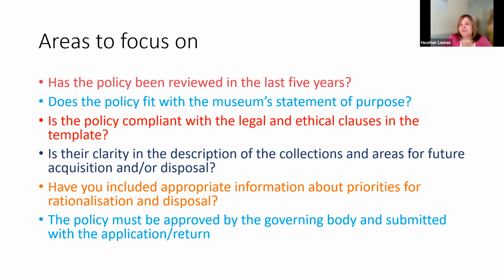Is there clarity in the description of the collections and areas for future acquisition and disposal? And have you included appropriate information about priorities for rationalisation and disposal? There are questions in the policy which prompt you to think about, have you got priorities for rationalisation? And if you aren't planning any rationalisation, then you need to say that as well. The policy must be approved by the governing body and submitted with the application or the return. So it has to be signed off, and evidence of that signing off will also need to be provided.